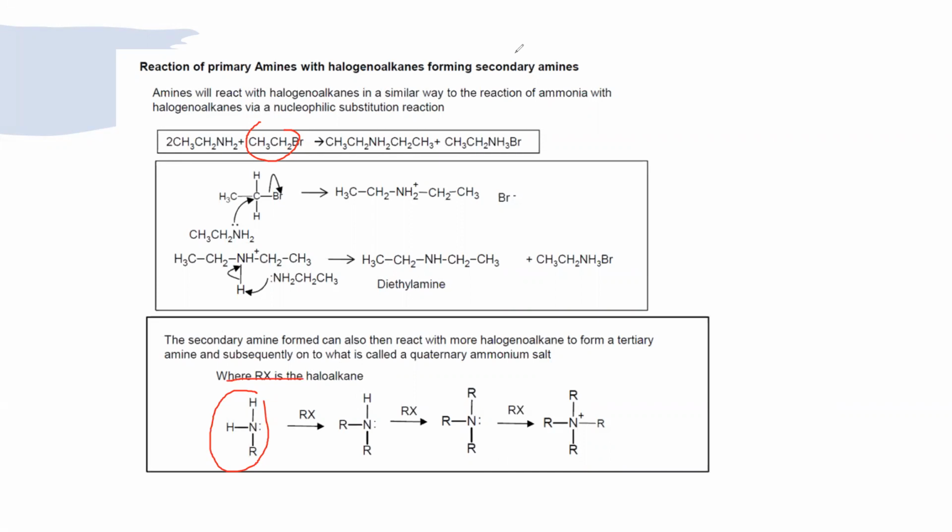Is it clear, the mechanism and the reaction of primary amine with halogen alkane to form secondary amines? Yes. This is important. Copy this. This one is the mechanism for this reaction shown. So if they ask for the mechanism, you should be able to show the mechanism for this reaction.